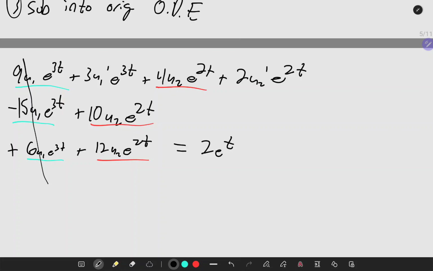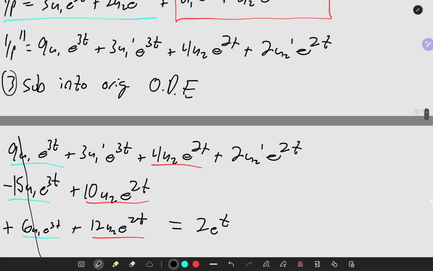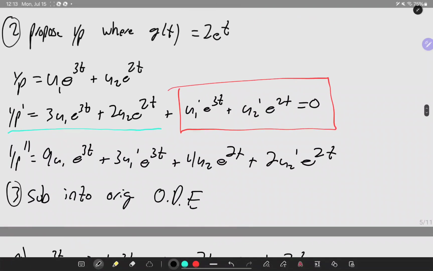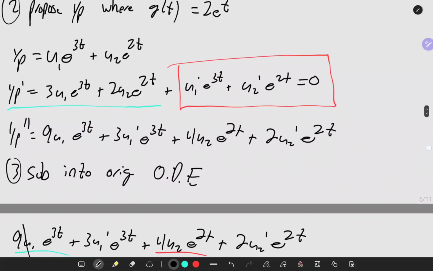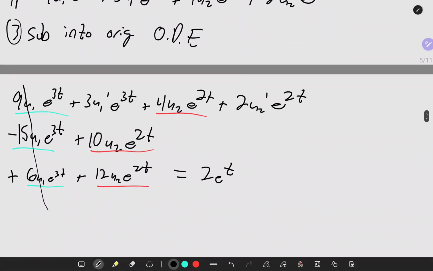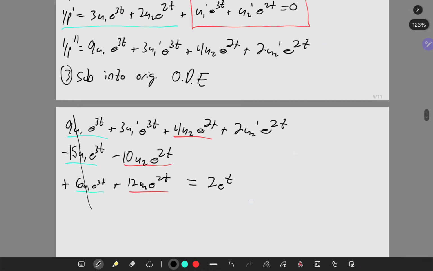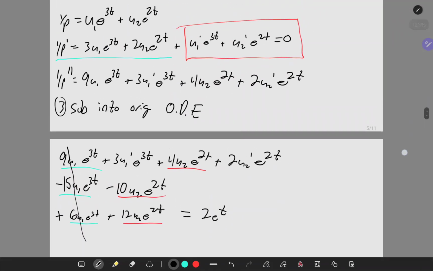Oh, that one doesn't cancel though. Let me just make sure. I thought the u2 should cancel. Do I have a sign error? Maybe I have a sign error somewhere. Is that supposed to be minus 5? Oh, yep, I do have a sign error. Where am I? Right here. I have a sign error, but that still doesn't cancel out, so I must have made another mistake.